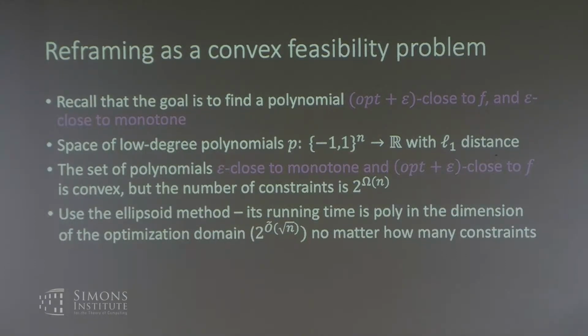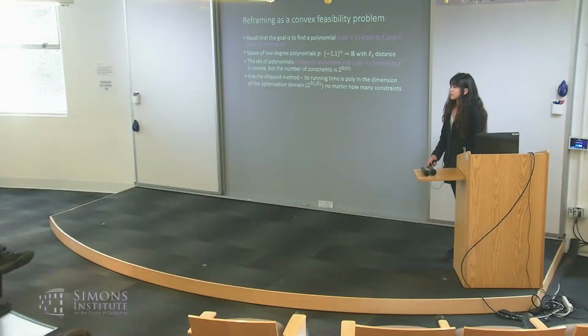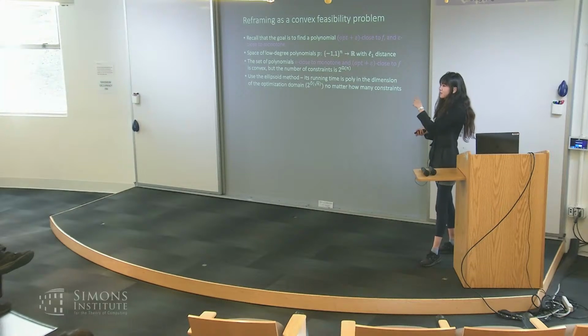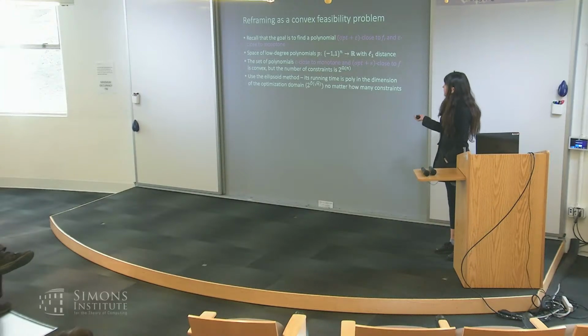The number of monotone functions, it's like 2 to the n, basically. Constraints, 2 to the omega n? Oh, because it's like monotonicity, you can think of it as a constraint on each pair of vertices. So for each pair of vertices where x is comparable to y, f of x is smaller than f of y. And that's 2 to the 2n.